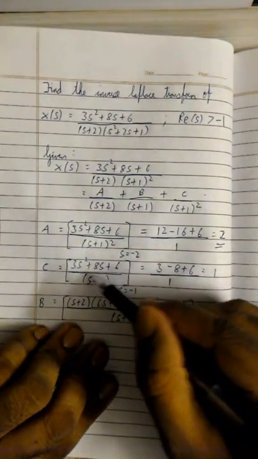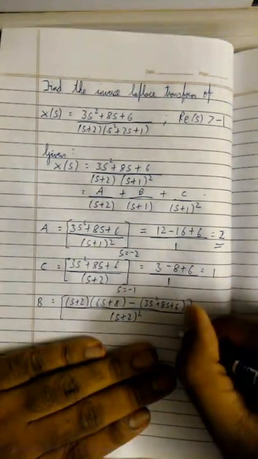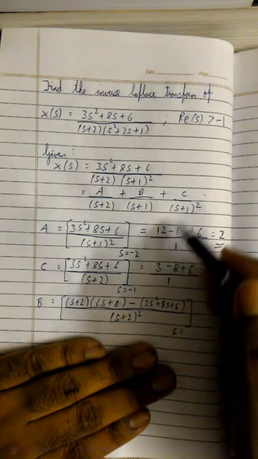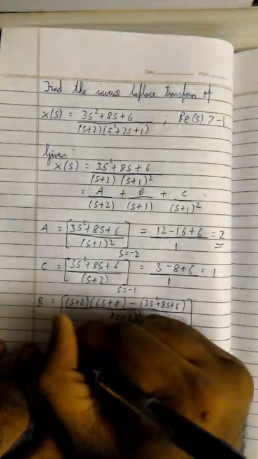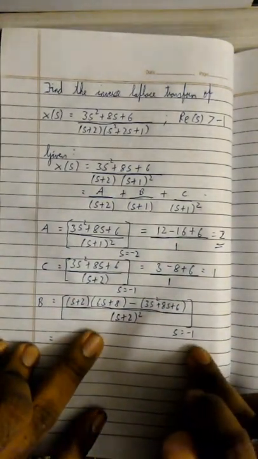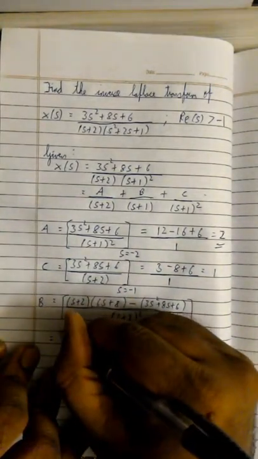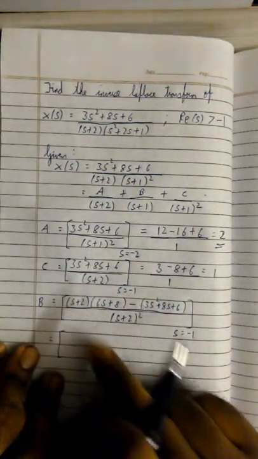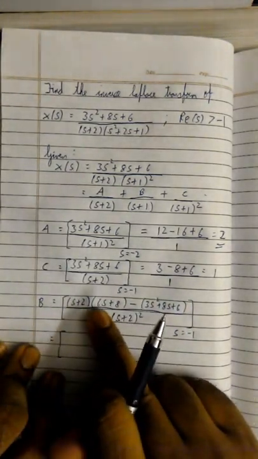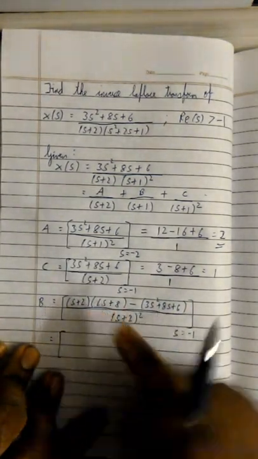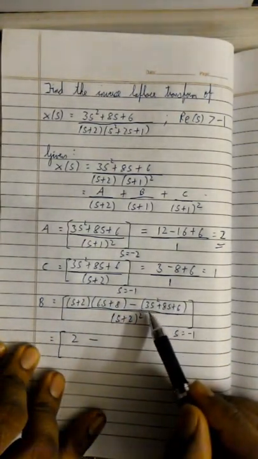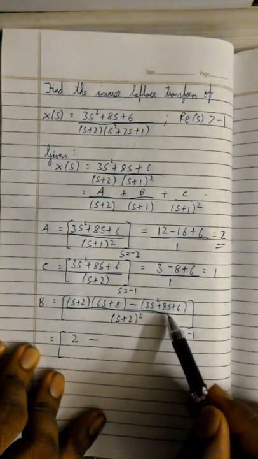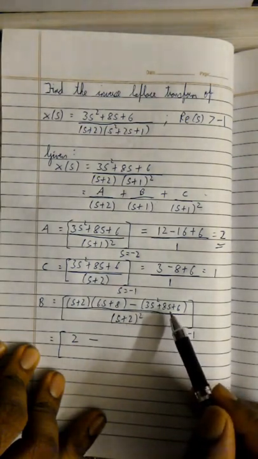This is the differentiation of this, and substitute s is equal to minus 1. So I get here minus 2 plus 1, 2 minus 1 is 1. Here it is minus 6 plus 8. So here the value is 2 minus, over here it will be 3 minus 8 plus 6. 3 plus 6 is 9. 9 minus 8 is 1.